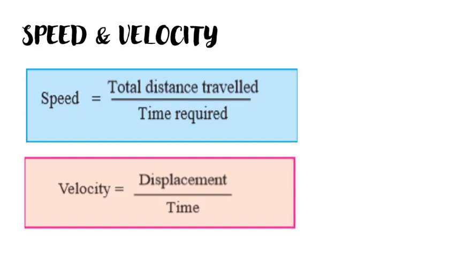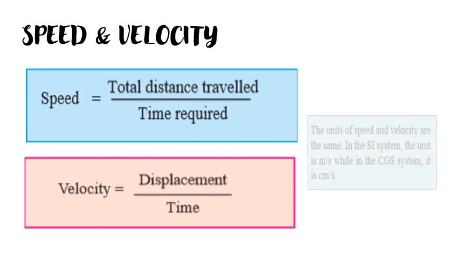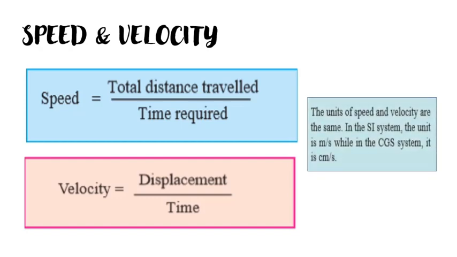So you need to remember that when you are calculating speed, we take the distance that was covered. And when we are calculating velocity, we use the displacement. Also, the units for speed and velocity are the same. In the SI system the unit is meter per second, and in the CGS system it is centimeters per second. So we can use the same units for speed as well as velocity.